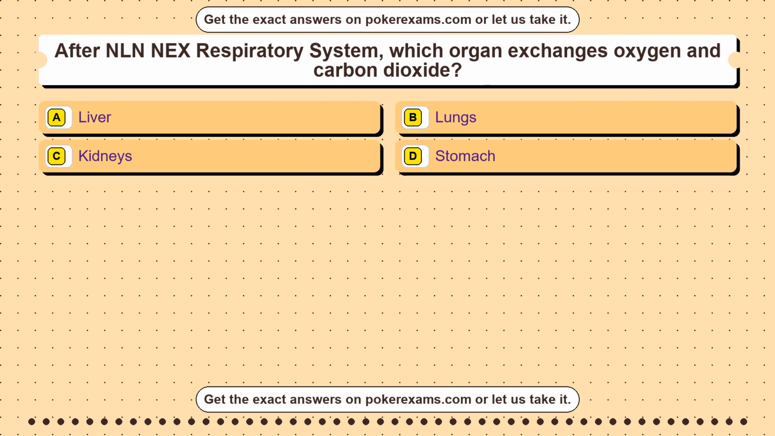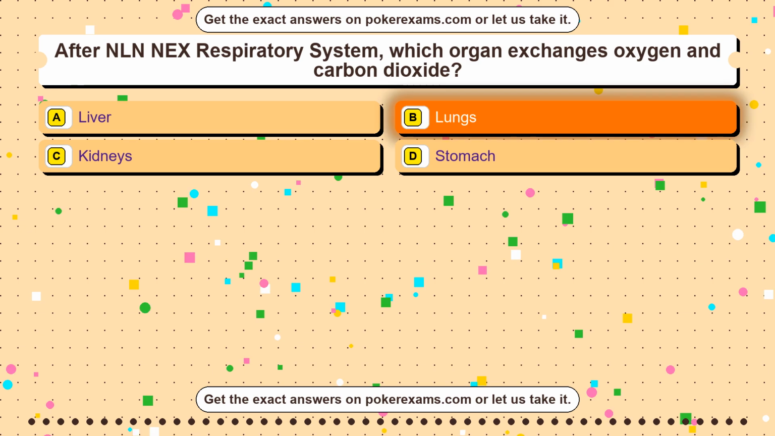Question 16. After GED reading comprehension practice, which value is 40% of 50? Option A 90. Option B 20. Option C 40. Option D 45. The correct answer is option B.